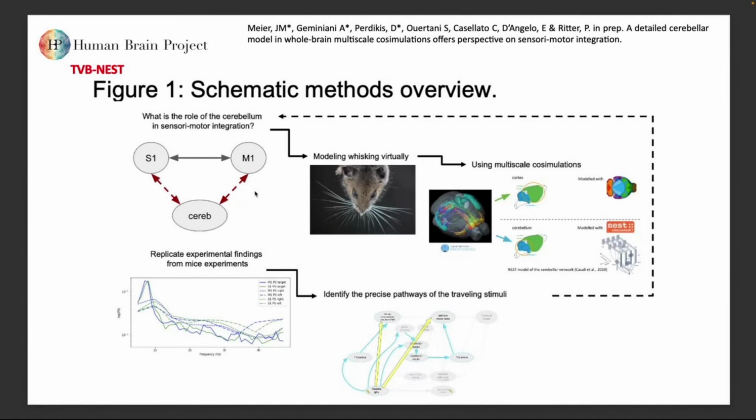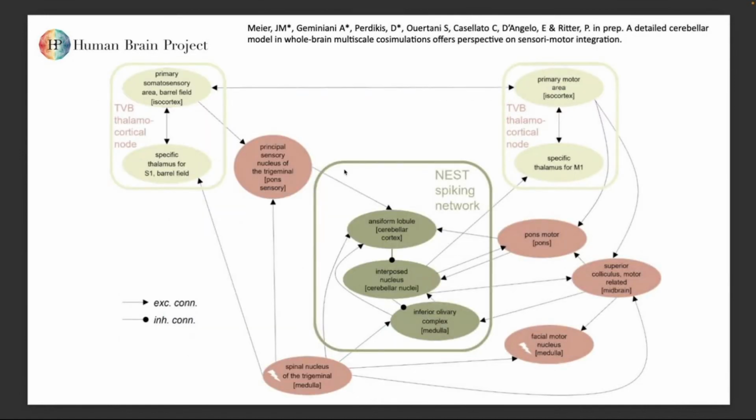In order to do that, we are formulating a network where parts of the cerebellar cortex, cerebellar nuclei and the inferior olivary complex in the medulla are modeled as a spiking network, whereas the rest of the brain is modeled through mean field in TVB. And there are specific connections that you see in this image, which I will not go into detail on, that are more important for this whisking task.